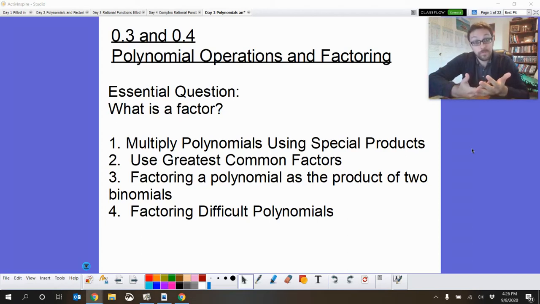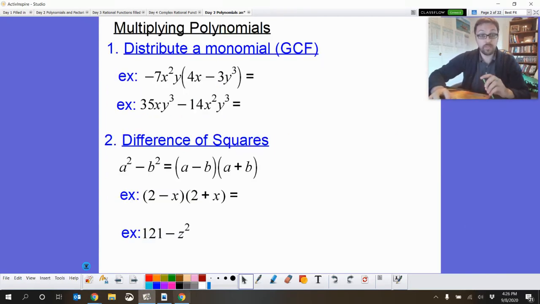Hi, and welcome to your first actual flipped lesson. What we're going to be looking at today is particularly factoring, a lot of different things. We'll look at foiling as well, but we'll also talk about factoring. The first type that you might remember is GCF. That's the distribution method where you multiply everything that's inside of it.